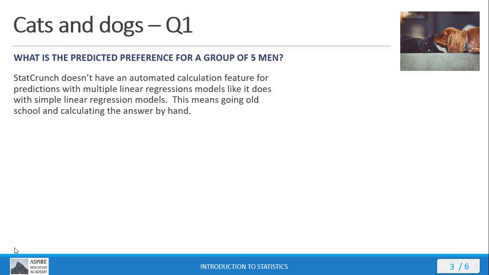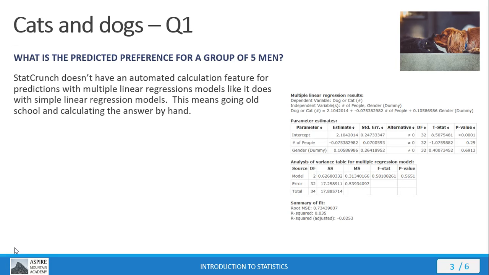First question is, what is the predicted preference for a group of 5 men? As we've seen previously, StatCrunch doesn't have an automated calculation feature for predictions with multiple linear regression models. So we've got to calculate this stuff the old school way. And that means doing everything by hand. So we can make the model in StatCrunch, but then to actually get the prediction out, we've got to take the model and do the prediction calculating out by hand.